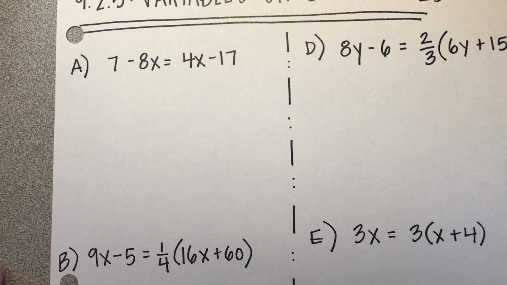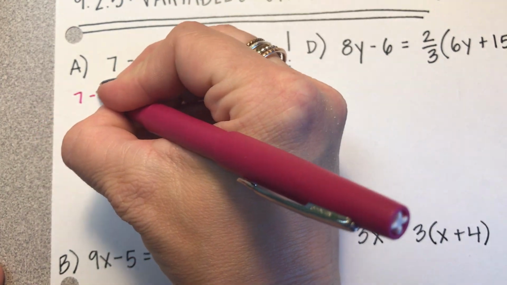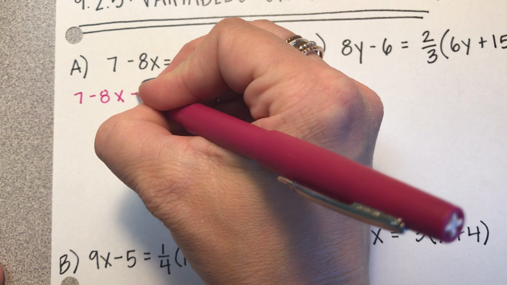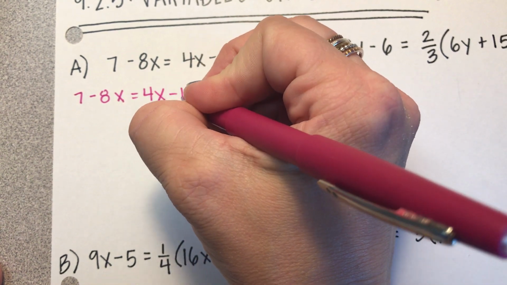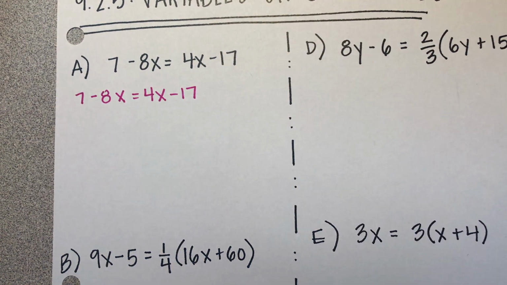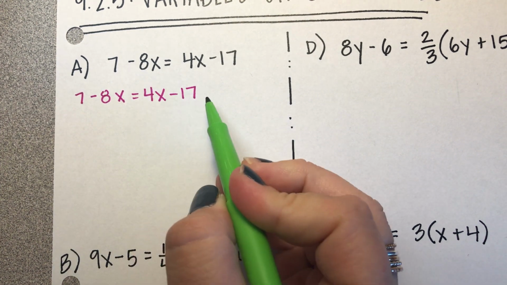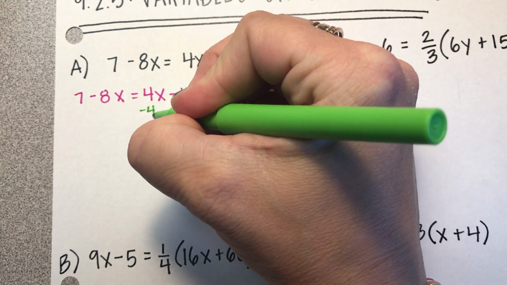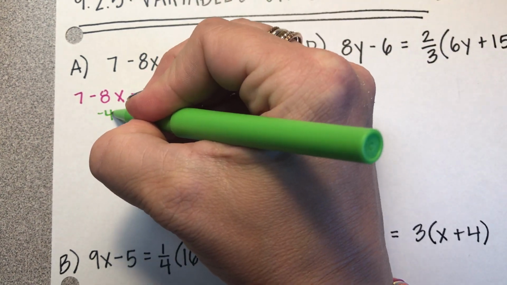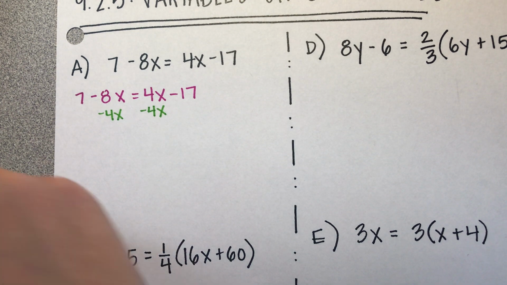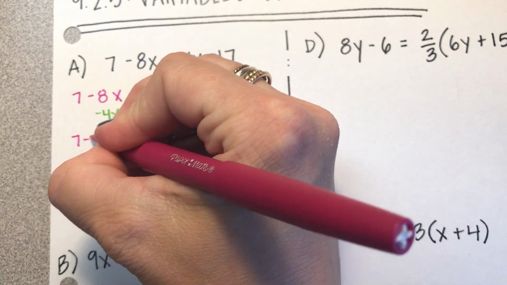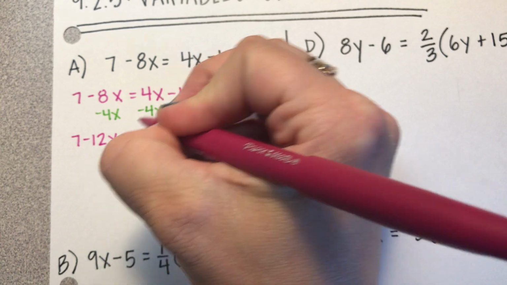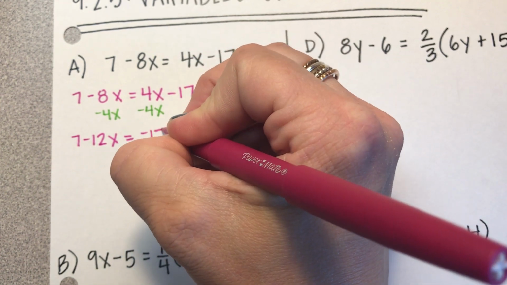So I'm going to rewrite this over here in this pink color. So 7 minus 8x equals 4x minus 17. Okay? So I'm going to say that I don't want to have my variables on the right. All the variables should be over here. So to get rid of this 4x, I'm going to subtract it. And remember, whatever I do to one side, I have to do to the other. So now I have 7 minus 12x equals negative 17.